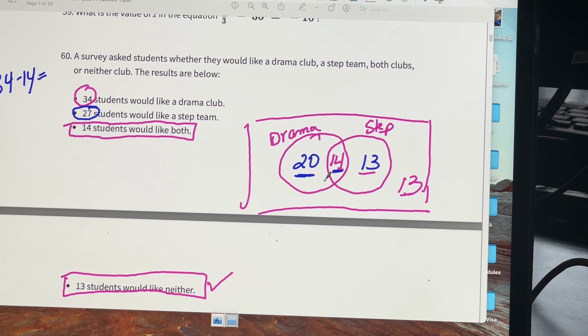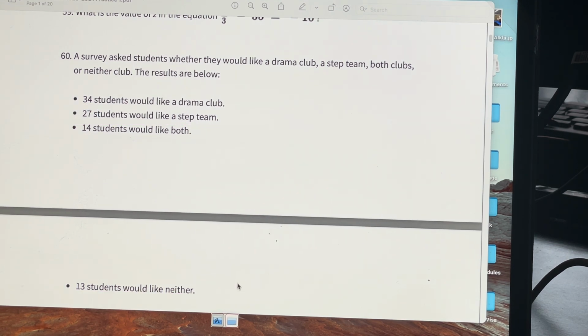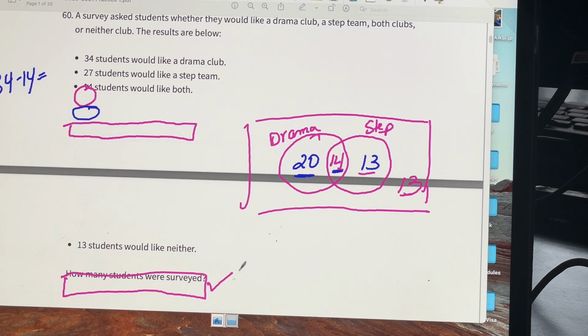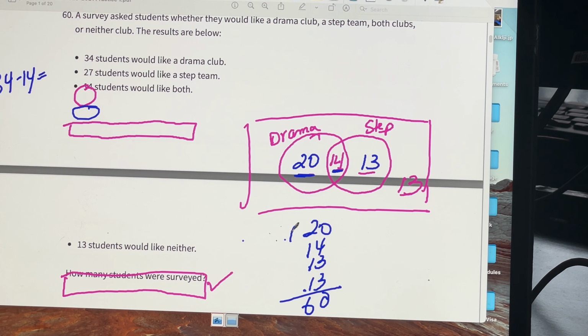Now, what was the question? Let's just try to remember what the question is. The question is, how many students were surveyed? So, how many students were surveyed would be the sum of 20 plus 14 plus 13, and then plus 13 again. So we have 6, 10, carry 1, 2, 3, 4, 5, 6. 60 students were surveyed. Okay.